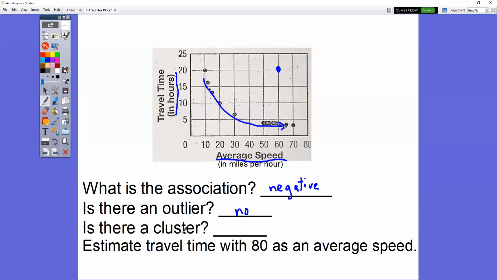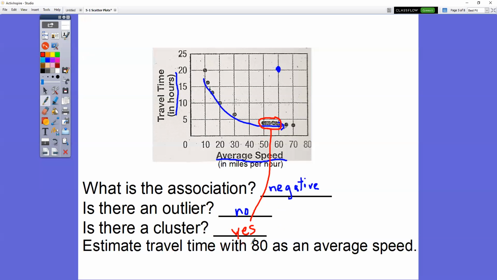Is there a cluster of points? Is there a group of points that are really close together? Yes, there is. If you take a look right here in the red, there are about 7 dots that are really close together. So that would be a cluster.